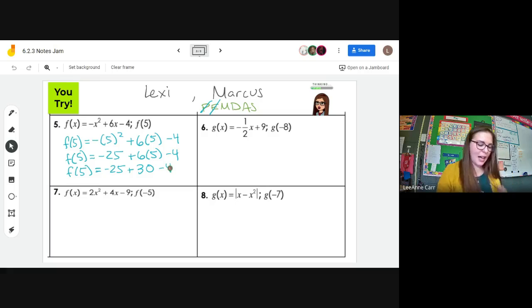So I got that. I am almost done, Lexi. I'll finish this off for you. So now I got negative 25 plus 30 minus 4. Negative 25 plus 30, that's my next thing I would do. I've made it all the way through to addition. Negative 25 plus 30, that's going to give me 5, and then I still have minus 4. 5 minus 4, that's going to give me 1. So I have f of 5 equals 1, and I have my final answer.